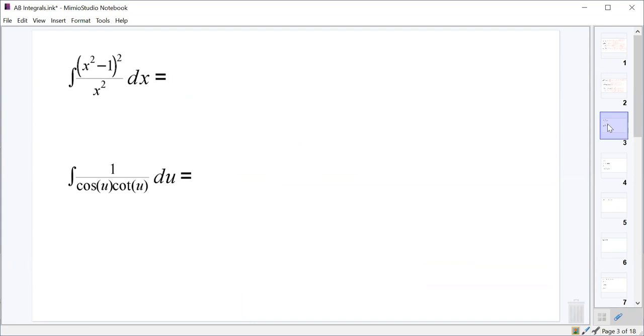So how about this one? (x squared minus 1) squared over x squared. Bad news is there's no quotient rule for integrals. So how am I going to find a way to integrate this?